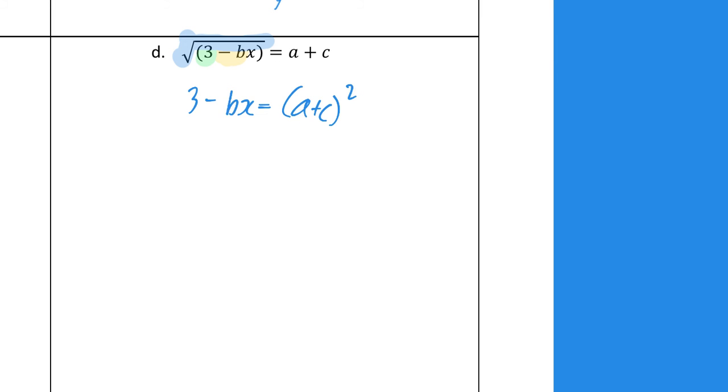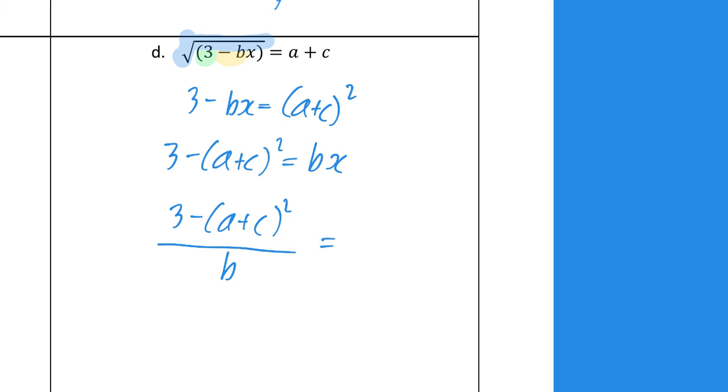There's no point in actually squaring that out. That's good as it is. What I'm going to do now is swap around the minus bx and the a plus c squared. So I'm going to have 3 minus a plus c squared is equal to bx. And then b is multiplying my x. So I'm going to just say 3 minus a plus c squared all divided by b is equal to x.